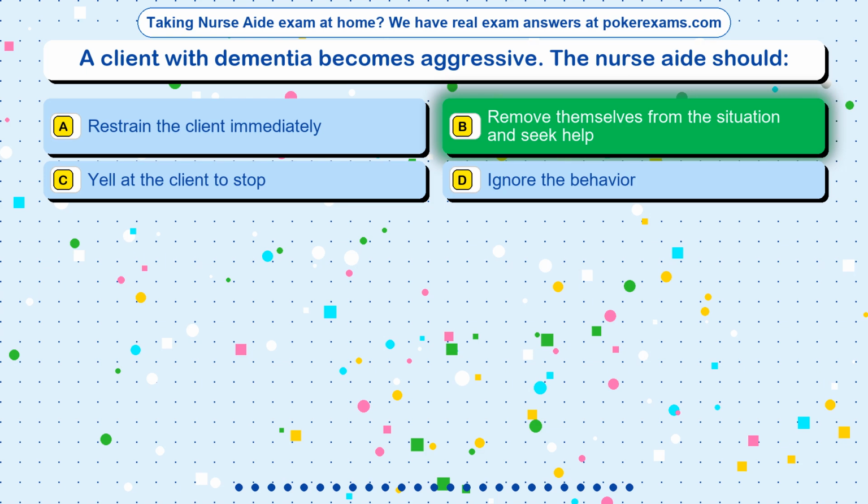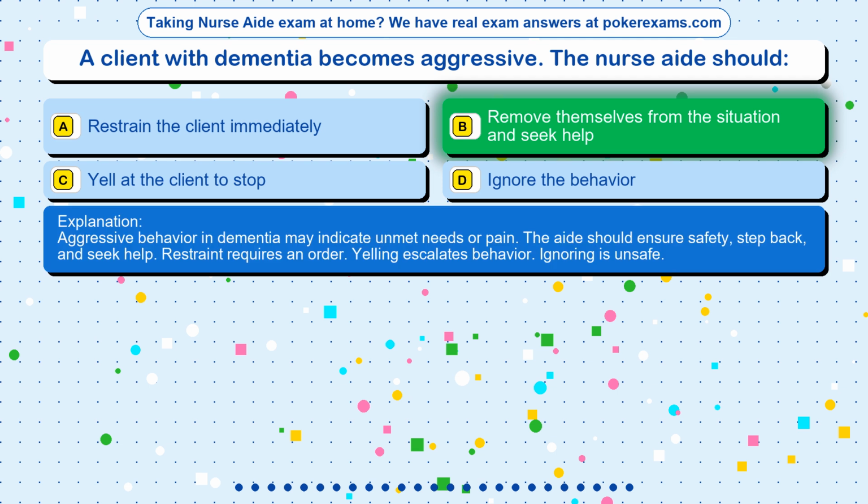The correct answer is option B. Remove themselves from the situation and seek help. Aggressive behavior in dementia may indicate unmet needs or pain. The aide should ensure safety, step back, and seek help. Restraint requires an order. Yelling escalates behavior. Ignoring is unsafe.